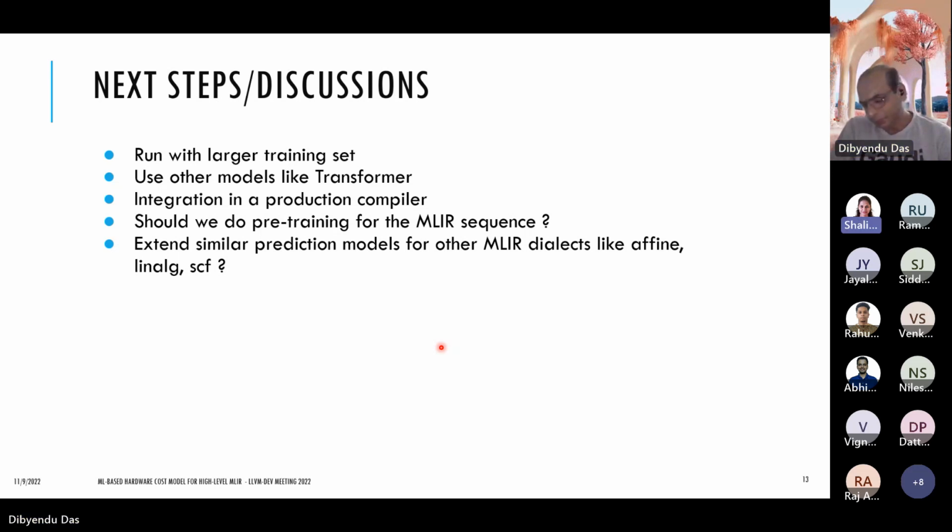Hi, Dibyendu. This is Shalini here. So for the tokens, what I can understand is, for each new dimension of the tensor, we need to introduce a different token, right?